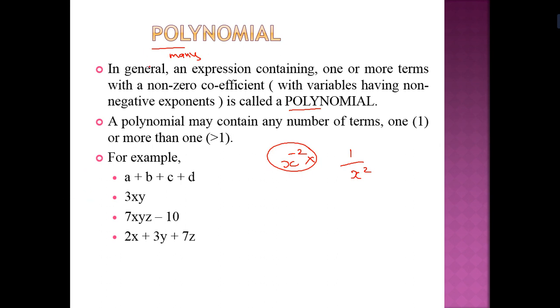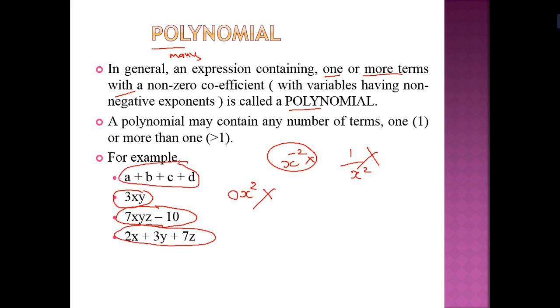So non-zero coefficient. Zero coefficient is not allowed. If we write 0 x square, then it is wrong. It is also not polynomial. So a plus b plus c plus d, and 3xy. One or more terms. So one term we can say also polynomial. Two term we can also say polynomial. Three term we can also say polynomial. And four term we can say also polynomial.